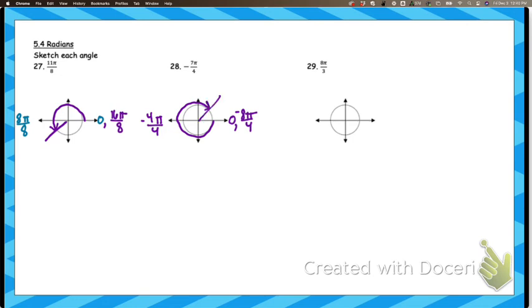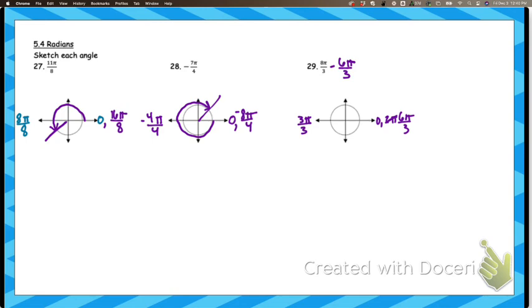All right, 8 pi over 3. Again, let's write 1 pi and 2 pi. 1 pi with the same denominator is 3 pi over 3. 2 pi with the same denominator is 6 pi over 3. Well, 8 pi over 3 is more than 6 pi over 3, so we need to find a coterminal angle.